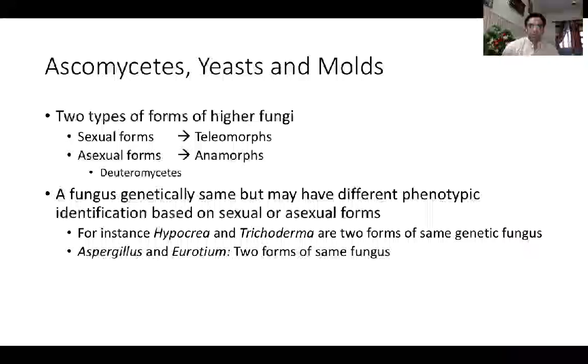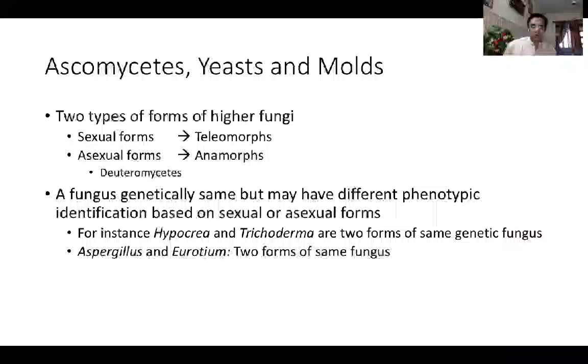For instance, I would like to give you two examples. One is the Trichoderma. Trichoderma is basically a soil-borne fungus, and Hypocrea is basically another fungus. So these are two forms of the same, genetically same fungus. Hypocrea and Trichoderma are genetically same but morphologically different. This is what I want to tell you. Now, Hypocrea is basically the sexual form of Trichoderma. It contains ascospores. Trichoderma doesn't contain ascospores. It contains asexual spores known as conidia.